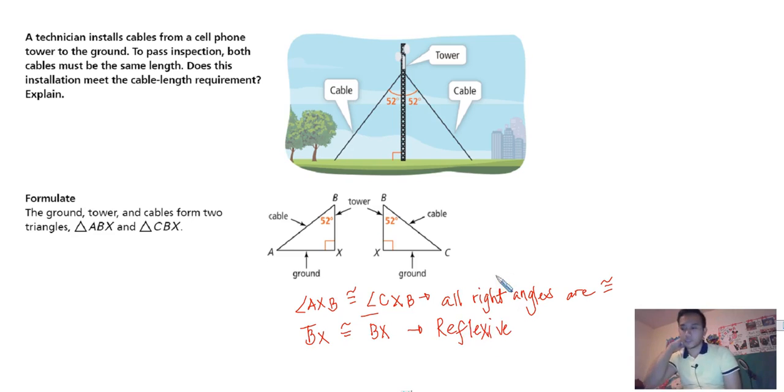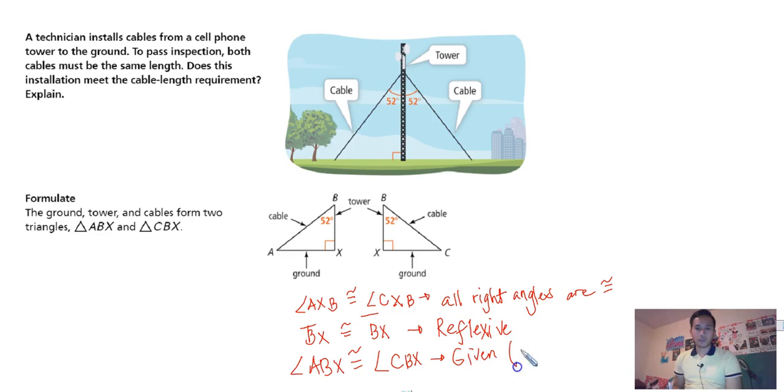Next, you have your triangle AXB. It's given here: angle ABX, sorry, is congruent to angle CBX. Okay, this is given, and that gives us a measure of 52 degrees. So we could now say that, I'll just number that, number 4, I'll just put it here, sorry guys.